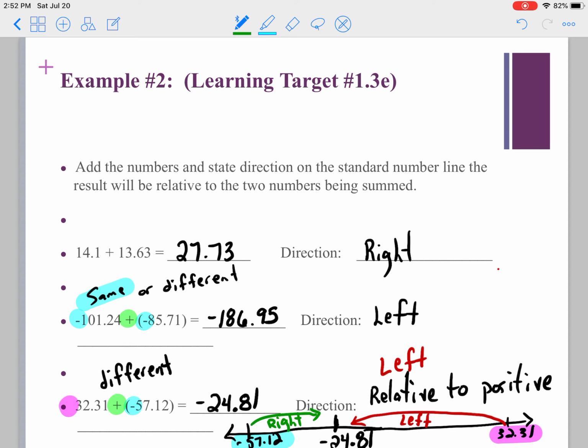And so those are several examples that highlight learning target number 1.3E. And this concludes our Unit 1.3.